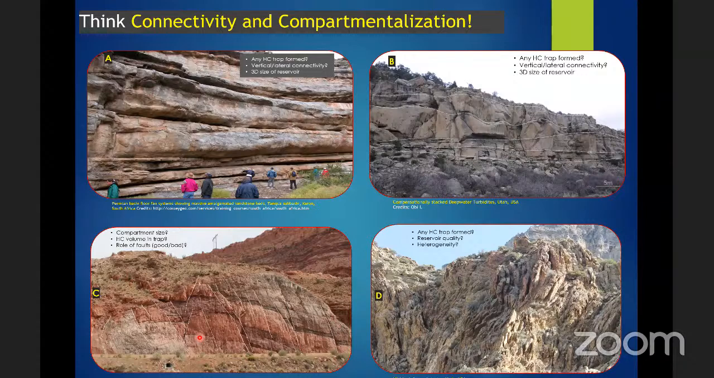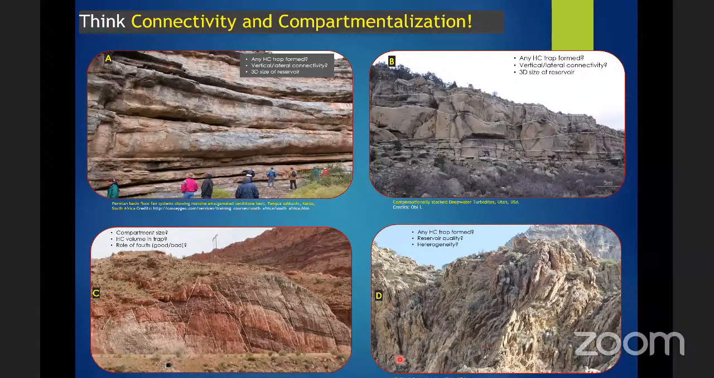Do I have a seal rock, a rock that will keep this thing in place, prevent it from leaking to the shallower, to the surface? Yes. Okay. Do I have any configuration, like some form of folding of the rocks that will create a trap? Yes. Okay. Now, all these faults you see, the next one is asking yourself, okay, what are these faults doing?